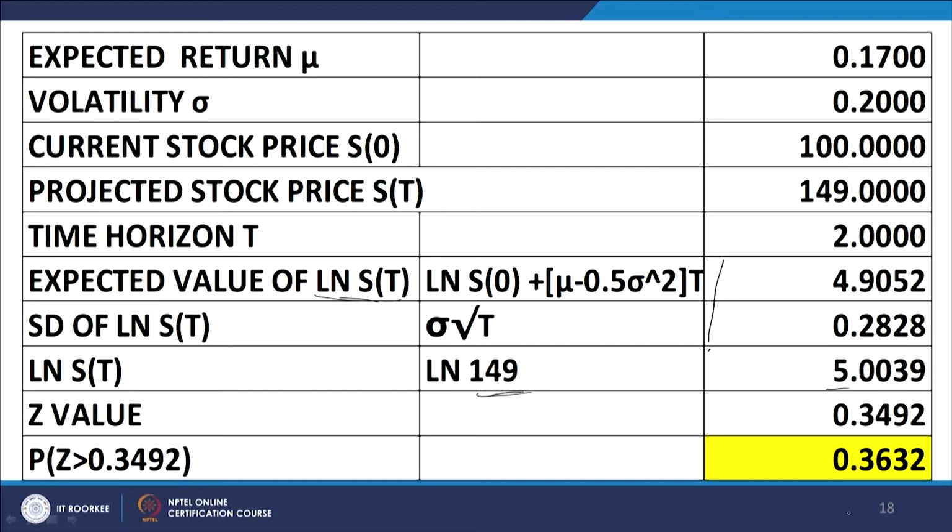it is normally distributed and it has a mean of this expression and a standard deviation of this expression. I repeat, we want to find out the probability of the variable exceeding this expression, provided that variable follows a normal distribution with a mean of 4.90 and a standard deviation of 0.28. So, we work out the z value. The z value turns out to be 0.3492 and the corresponding probability works out to 0.3632.